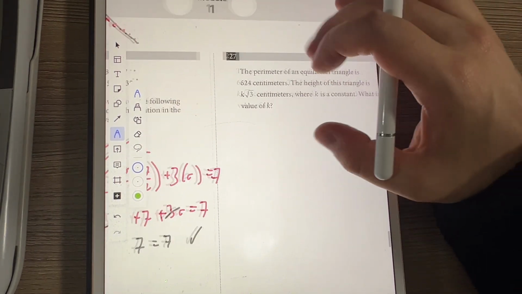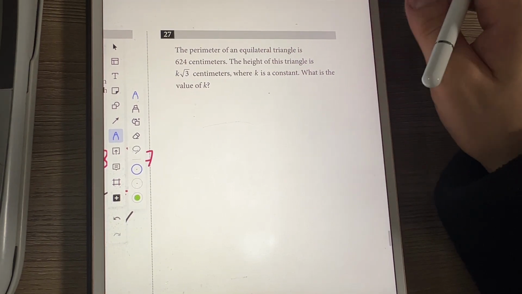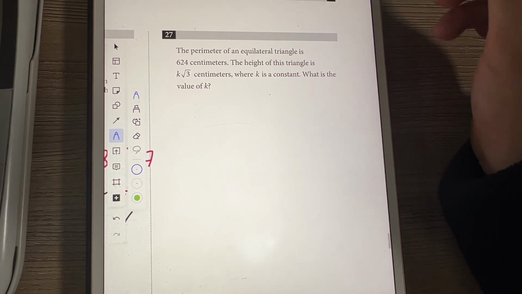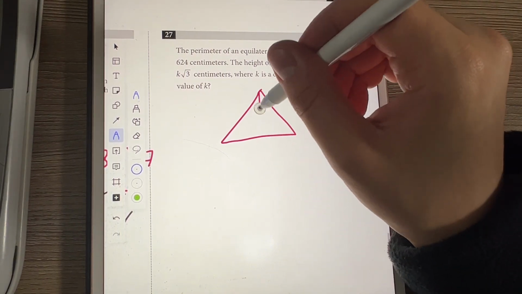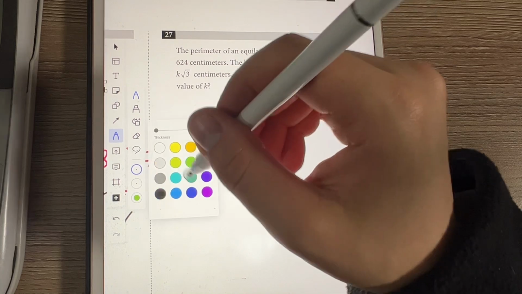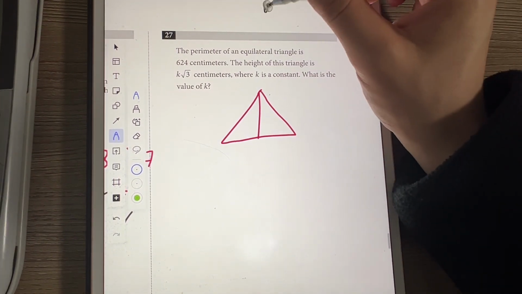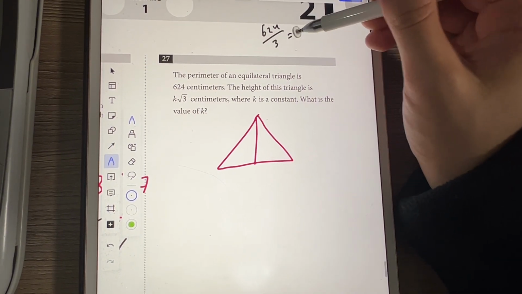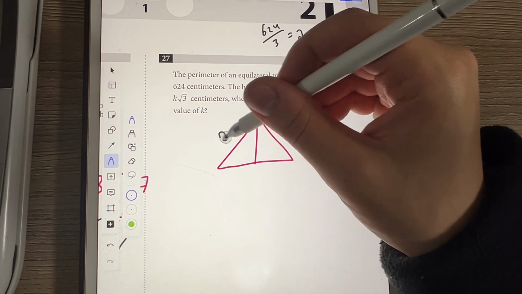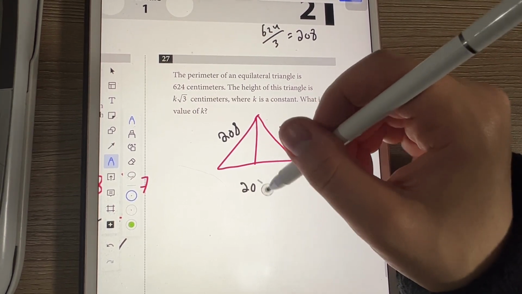Can you believe it? We're at the last problem. Wow, this was a hard module 1. Question 27. The perimeter of an equilateral triangle is 624 centimeters. The height of this triangle is k root 3 centimeters, where k is a constant. What is the value of k? An equilateral triangle has 3 equal sides. Each side here is going to be 624 divided by 3, or 208. 208, 208. This whole thing here is 208.